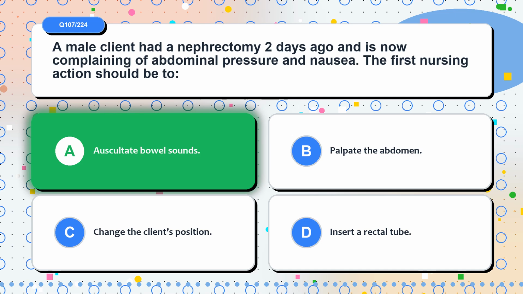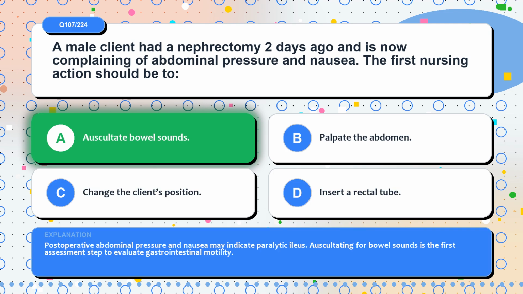The correct answer is option A, auscultate bowel sounds. Postoperative abdominal pressure and nausea may indicate paralytic ileus. Auscultating for bowel sounds is the first assessment step to evaluate gastrointestinal motility.